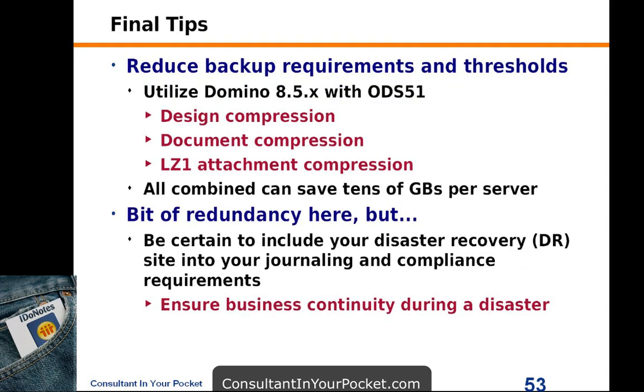Okay, so final tips. You want to reduce your backup requirements by upgrading to 8.5.1. 8.5.2 is coming out, and switch to ODS 51. Now, if you haven't upgraded to there, then this will be news for you potentially. But if you are there and you haven't enabled these, you want to make sure that you enable design compression, document compression, and LZ1 attachment compression. Combining all three can save tens of gigs of data per server. So just a couple quick checkboxes can make your life a lot easier. And be certain that, again, you include your disaster recovery site into your journal and compliance requirements. Business continuity, you want to ensure that that occurs during any type of disaster.